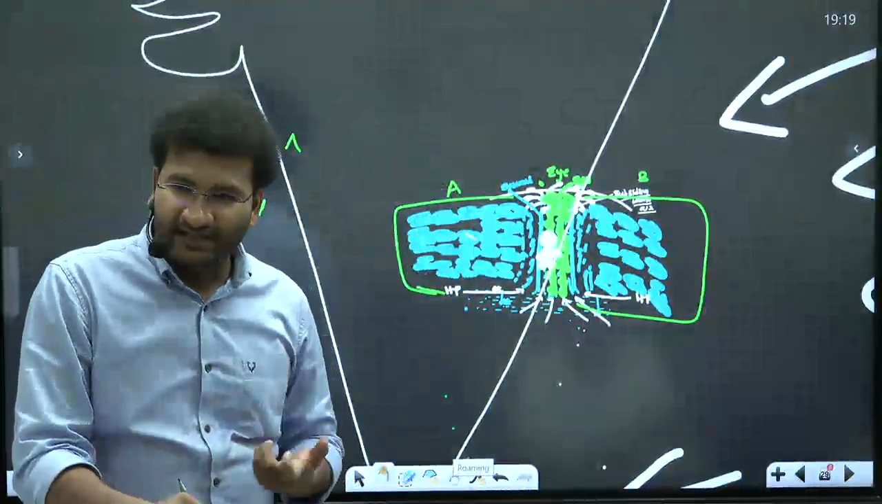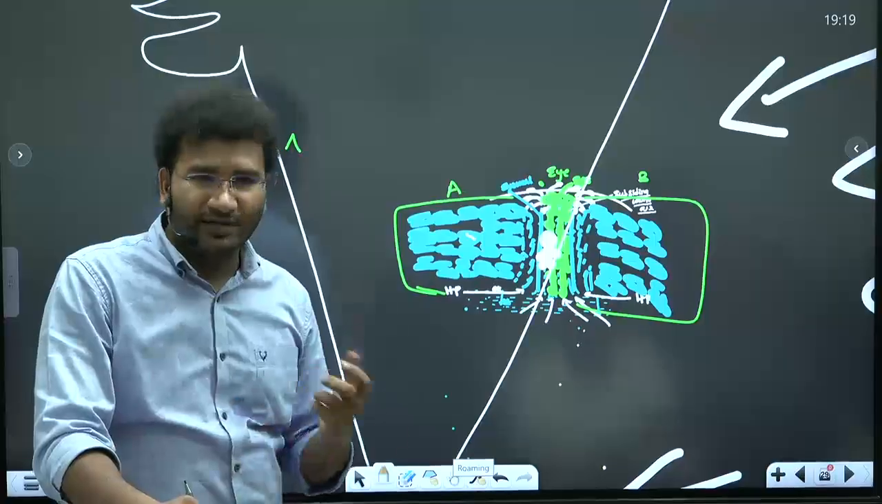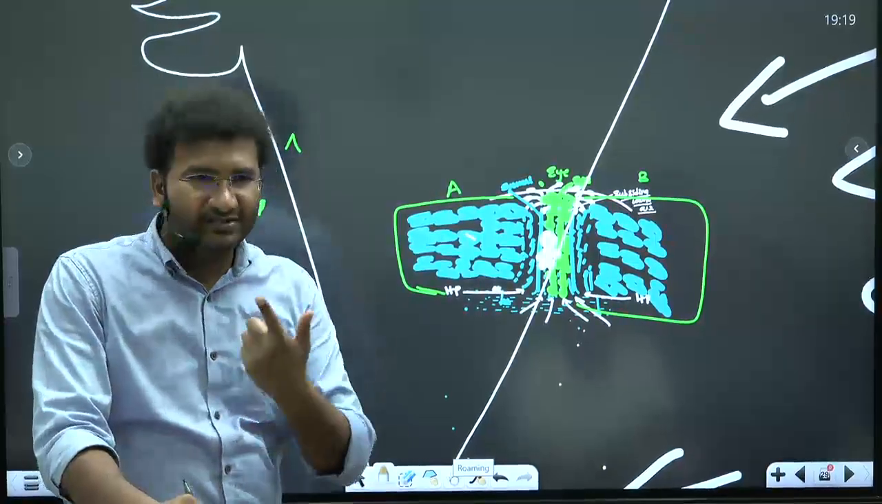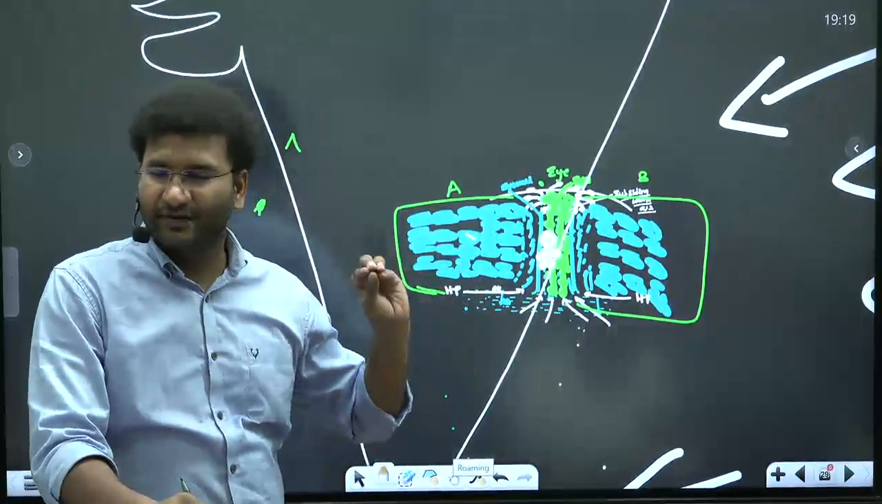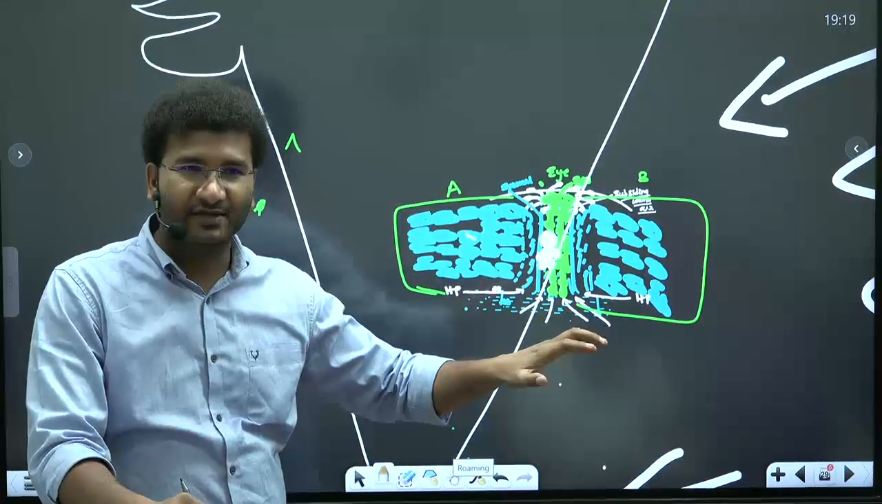UPSC has asked a question on this formation of cyclones. Punjab PCS also asked questions. This is a favorite area, either for Punjab PCS, for UPSC or any state PCS examination.